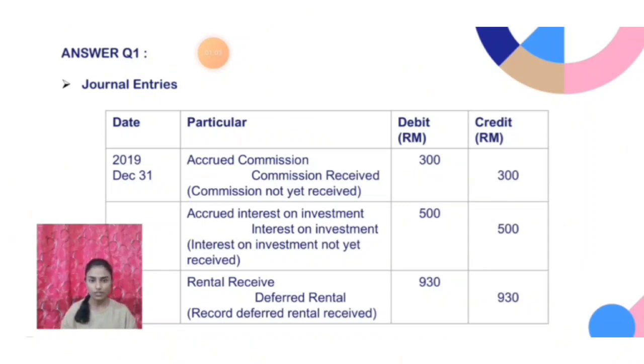The third additional information, they said that unearned rental received 930. So unearned, another word for unearned is deferred. Deferred means we receive the payment in advance but we haven't provided our service to the customers. So we have to debit the rental account 930 and then credit the deferred rental account 930. In the explanation, we have to write record deferred rental receipt.